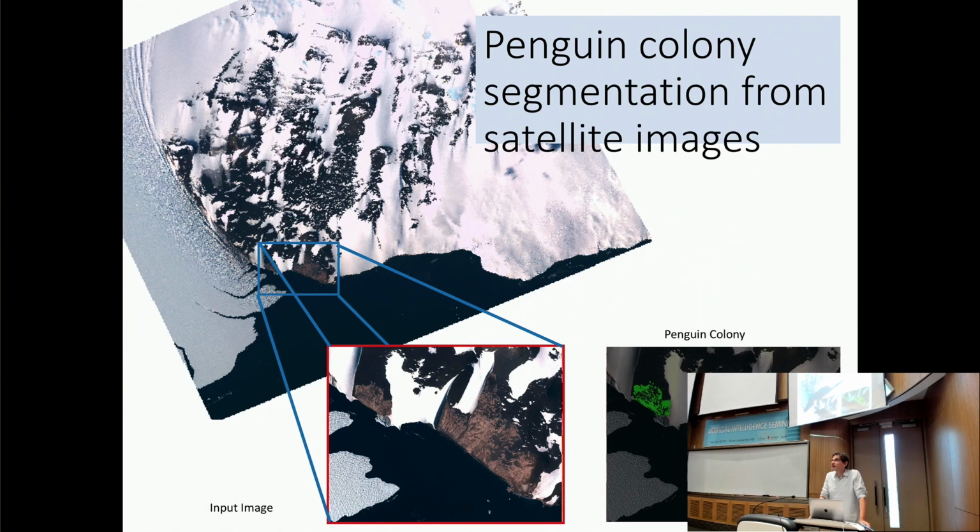Here's another example of very large images. We've worked with people in Stony Brook who are counting penguins. Why is this important? Because knowing how the penguin populations are doing is telling us a lot about what is happening in the Antarctic, and probably you guys know why we care about the Antarctic now.